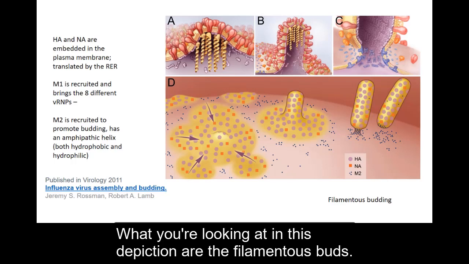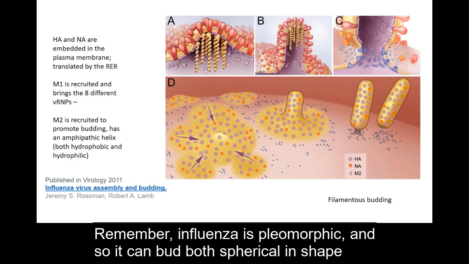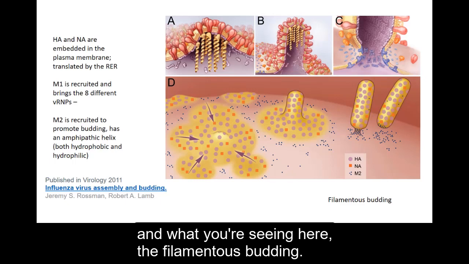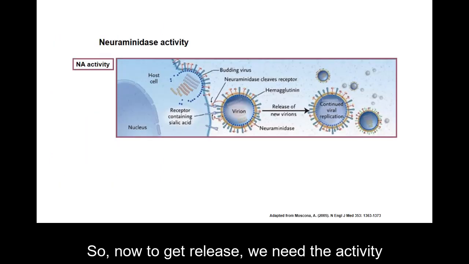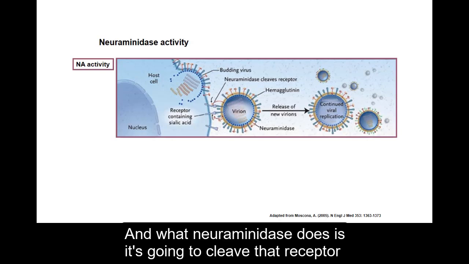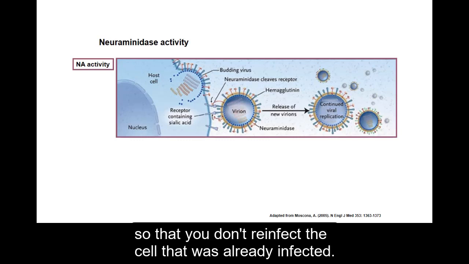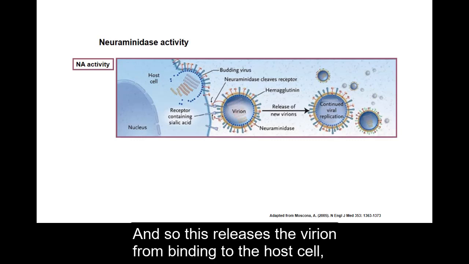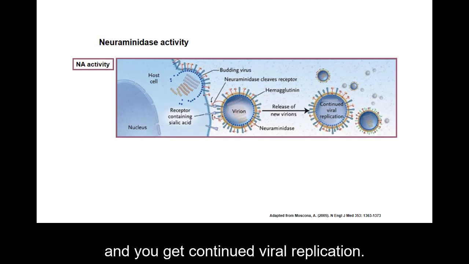What you're looking at in this depiction are the filamentous buds. Remember, influenza is pleomorphic, and so it can bud both spherical in shape and what you're seeing here, the filamentous budding. So now to get release, we need the activity of the other viral surface protein, the NA or neuraminidase. And what neuraminidase does is it's going to cleave that receptor so that you don't reinfect the cell that was already infected. And so this releases the virion from binding to the host cell, and you get continued viral replication.